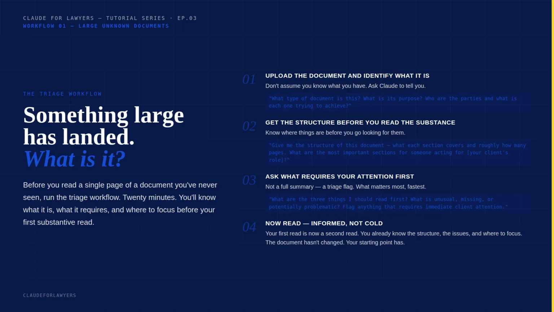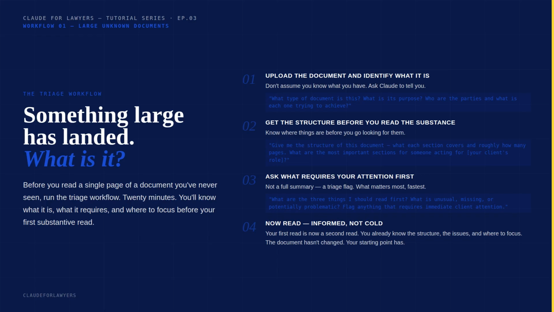Step 2. Get the structure before you read the substance. Know where things are before you go looking for them. The prompt. Give me the structure of this document, what each section covers, and roughly how many pages. What are the most important sections for someone acting for your client's role?